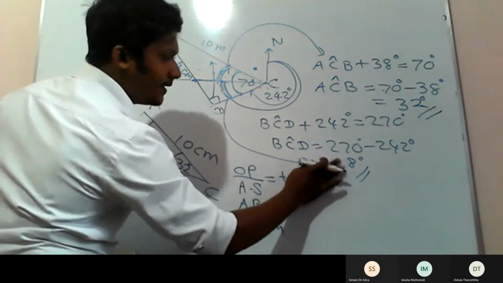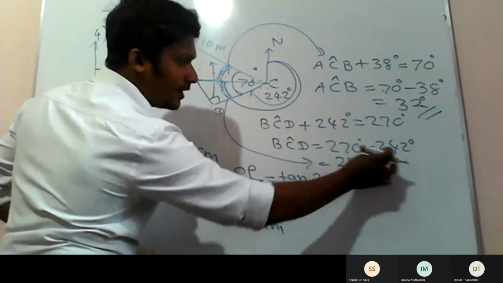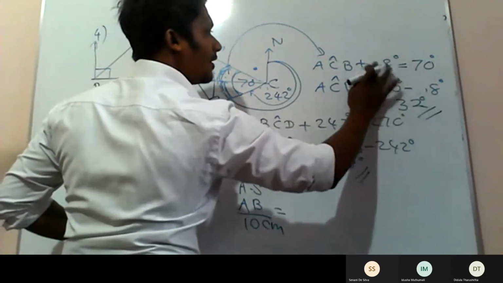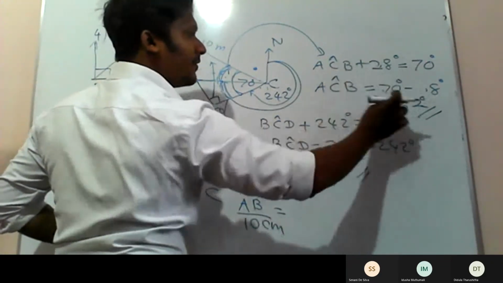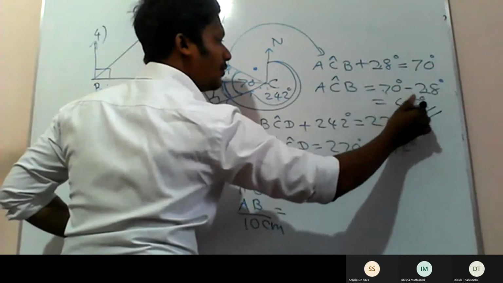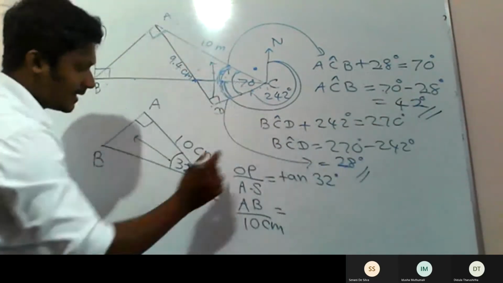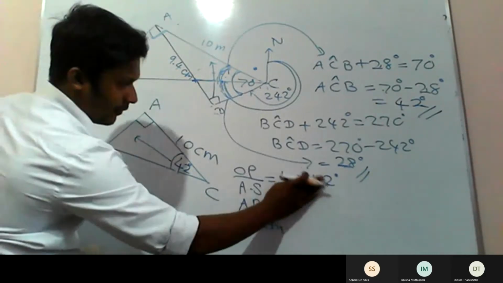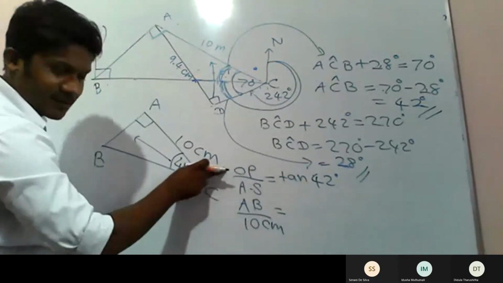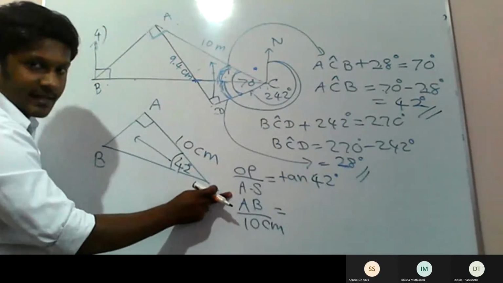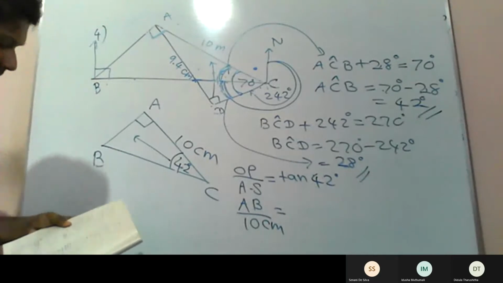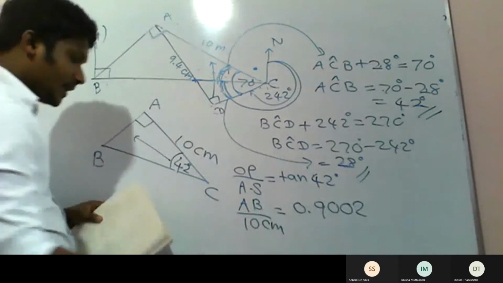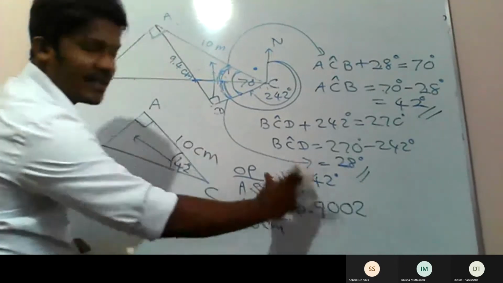Now this angle is 28 degrees, no? 270 minus 242 is 28. Then we write 28 plus ACB equals 70. Then the answer is 42. Right, then this angle is 42. It was a mistake earlier. Then tan 42 equals opposite side over adjacent side. Tan 42 is 0.9002.